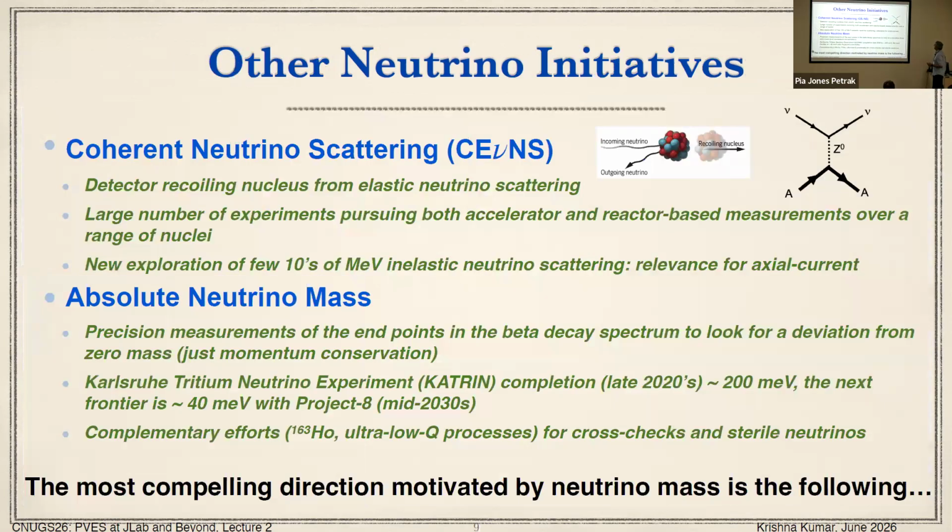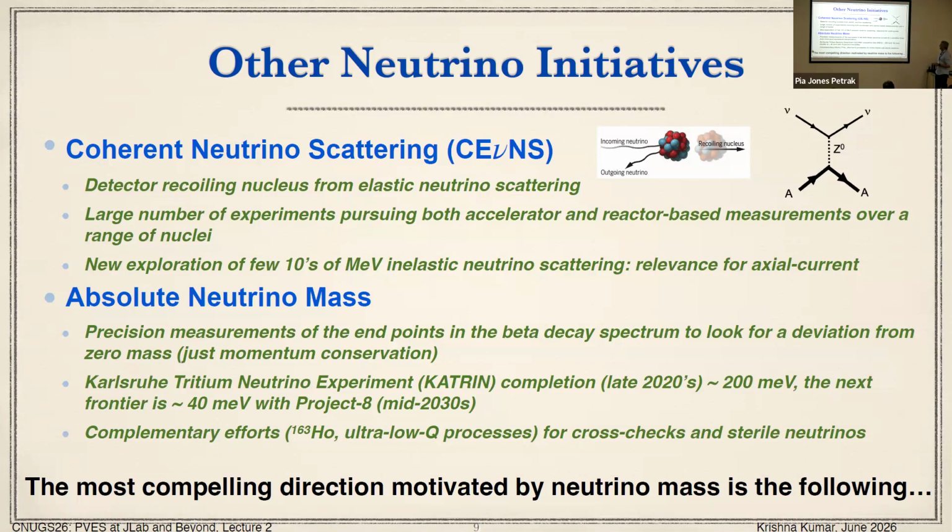Okay, so there are other neutrino initiatives, and I only have one slide on it, just so you are aware of these things. There is a new process that is now being measured by dark matter experiments, coherent neutrino scattering, which is an incoming neutrino scattering off a nucleus. There's a lot of nuclear physics that goes into this, but primarily it's about trying to measure neutrino interactions in a new regime. The main reason we are able to do this now is that the recoiling nucleus can be observed by dark matter experiments that are near reactors, for example.